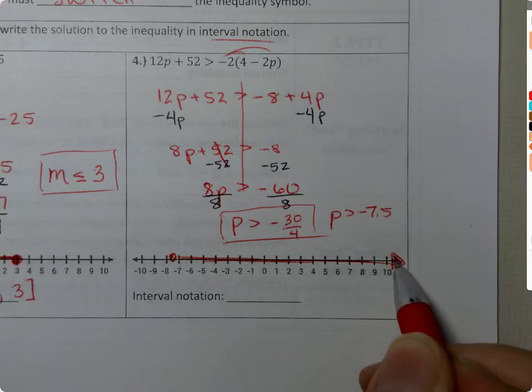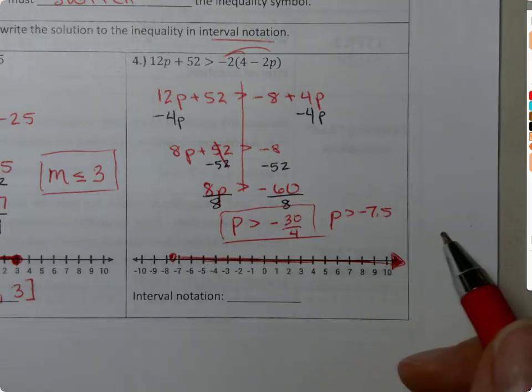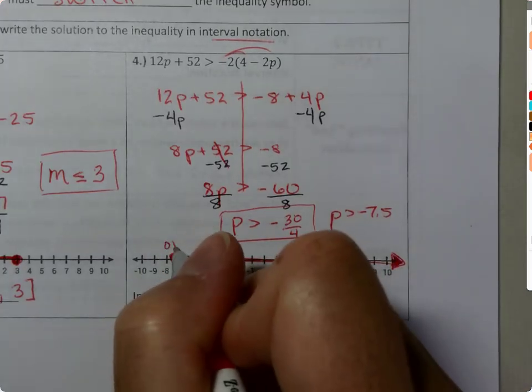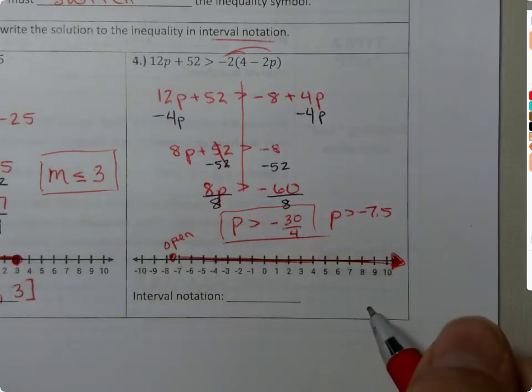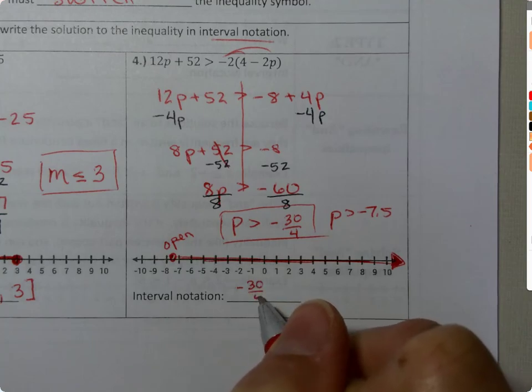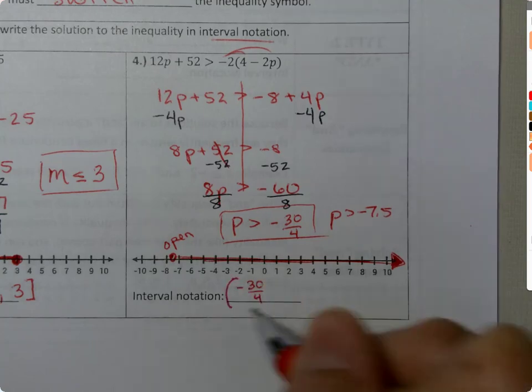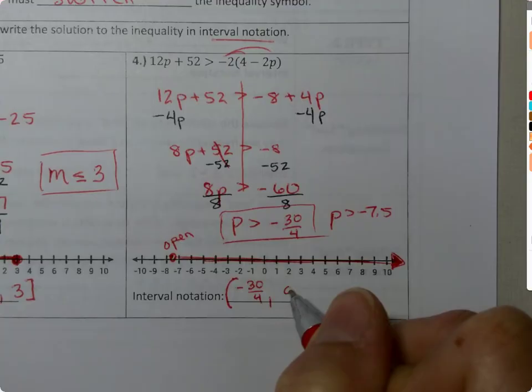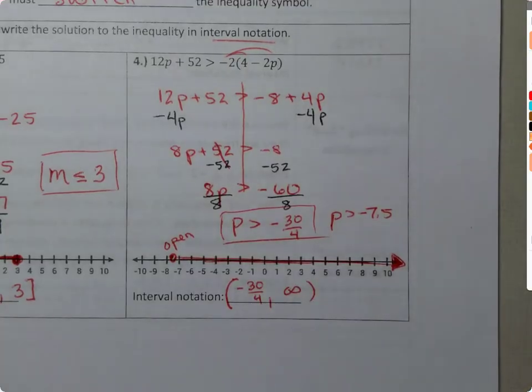And then interval notation. The low, I'm going to write open because mine doesn't look open. The low is that negative 30 over 4, or negative 7.5, with the parenthesis, and it goes to positive infinity. All right, flip it over. Now we're going to start building. This was the basic. Got it?